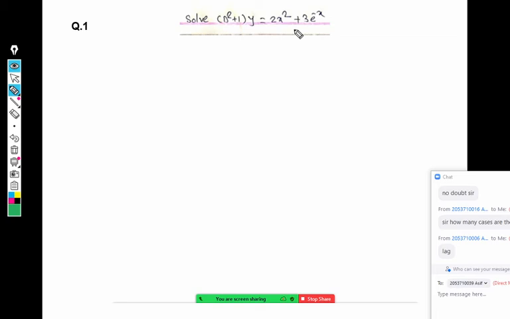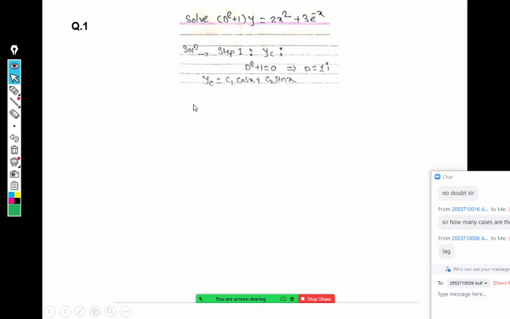Yes, anyone? What about the complementary function? CF. C1 cos x, C2 sin x. Very good. Yes, C1 cos x plus C2 sin x. So the YC is not new. Already we discussed. This part is common everywhere. That is C1 cos x plus C2 sin x.